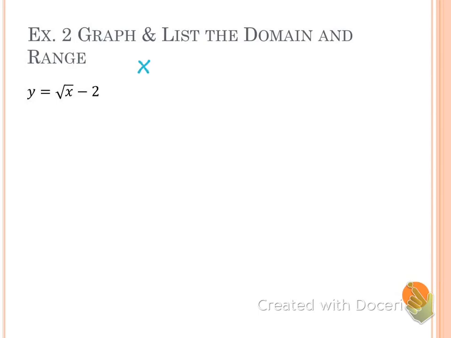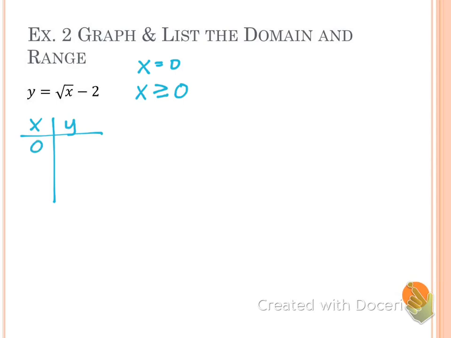So the only thing that needs to be set equal to 0 is x. So I know that as long as x is greater than or equal to 0, I can make my x and y chart and I can graph this. So let's do that. Let's make an x and y chart. Since I know it has to be greater than or it can be equal to 0, let's start with 0. And let's just do 4 numbers.